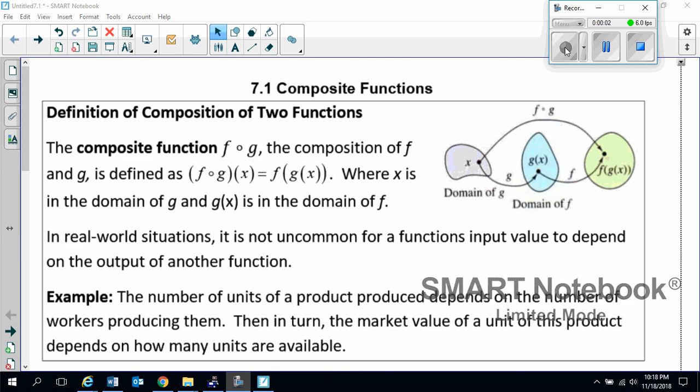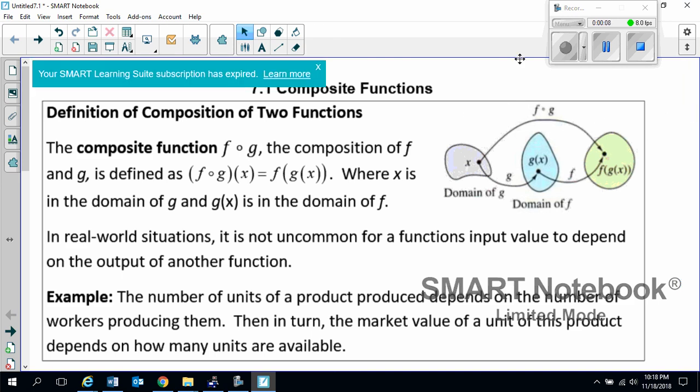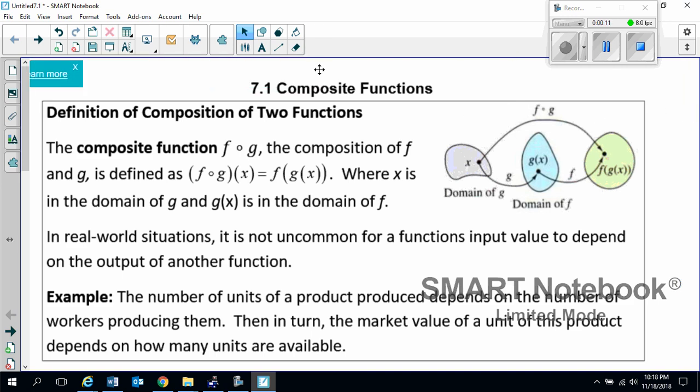Okay, our last unit, Unit 7, we're going to start by talking about composite functions. So I'll go ahead and read the definition and we'll look at this diagram. A composite function f of g, the composition of f and g, is defined right here. So we're going to see this notation.